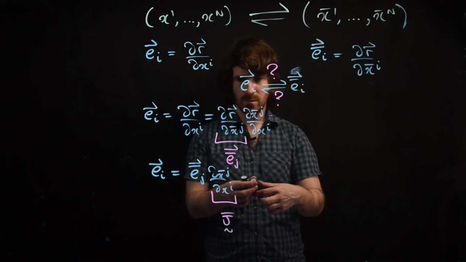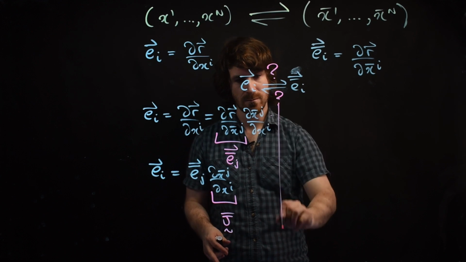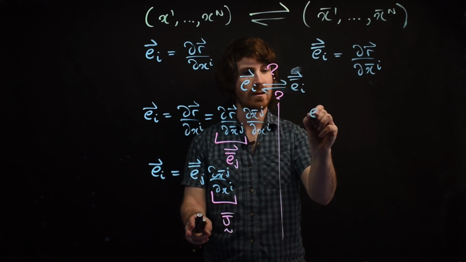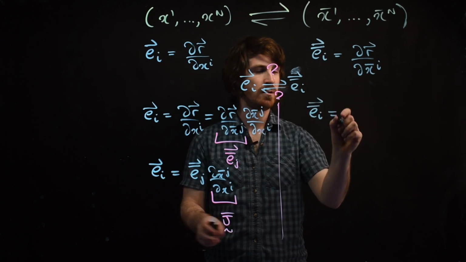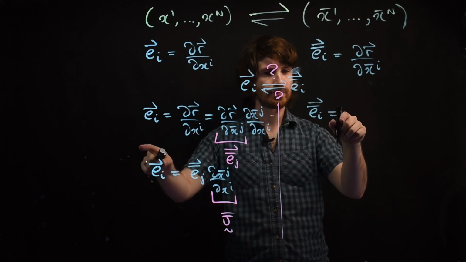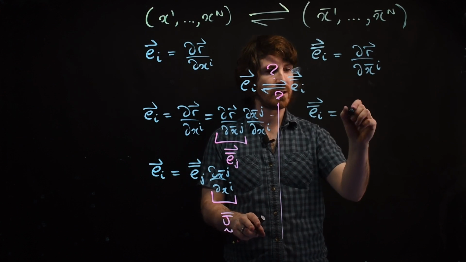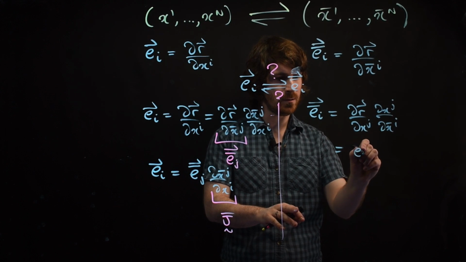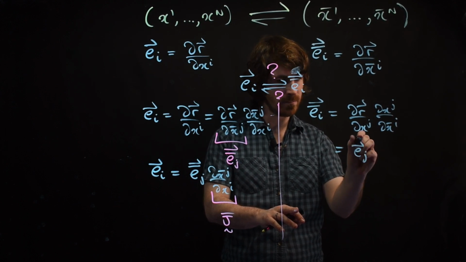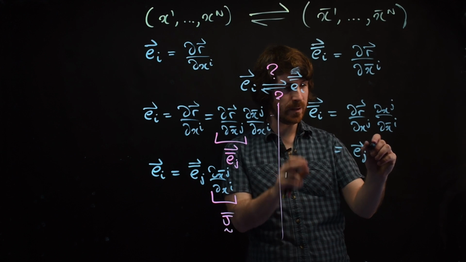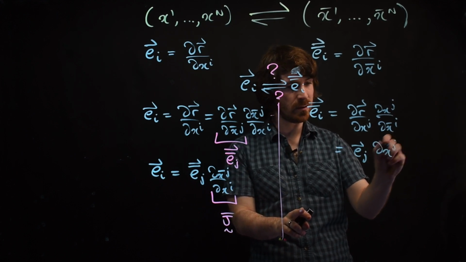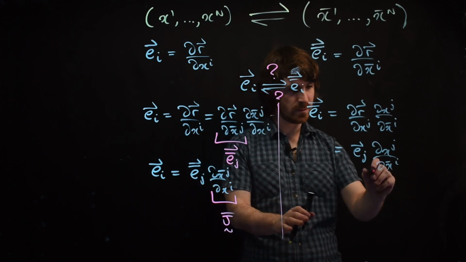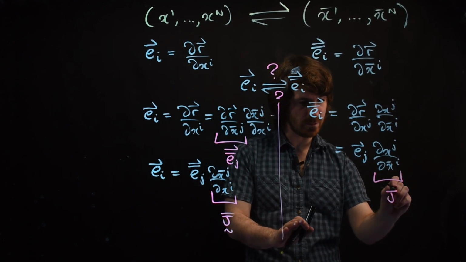And this is just an element of our Jacobian matrix J bar. If we do the inverse, it's the same procedure. We think about e i bar in terms of e i. Expanding dr, this is now e j, and we have an element of the matrix dx j by dx bar i. This matrix element is just an element of the Jacobian matrix J.